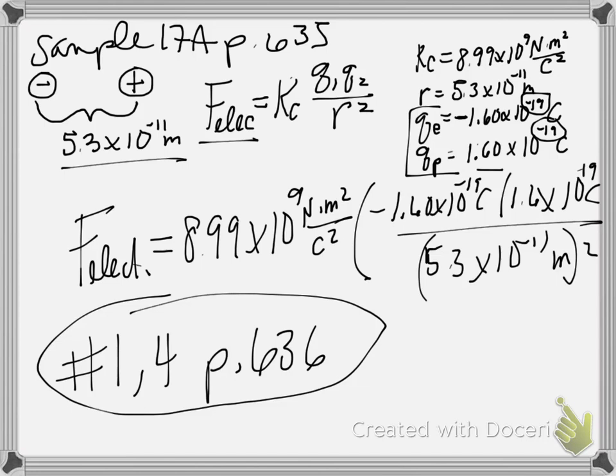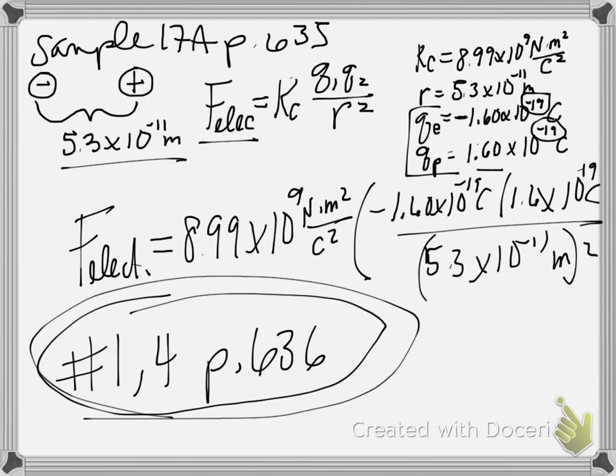Make sure to use science. Make sure to use algebra. And this is a pretty easy one to work out, so I'll let you work out the sample, see if you get the right answer, and then assign our numbers 1 and 4 on 636. Questions, comments, concerns?